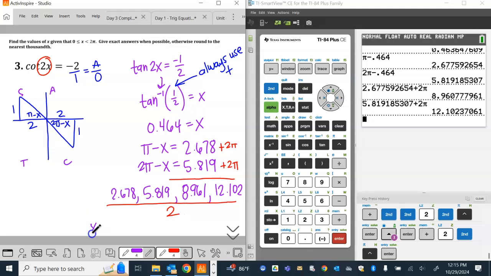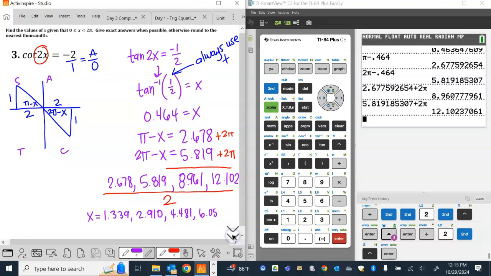I'm going to write down the answers just for time's sake here. This is going to be 1.339, 2.910, 4.481, and 6.052. This will give you all of your answers. So it's the same with a calculator as it is without a calculator, but you will have them not in terms of pi, they will be in decimal form.